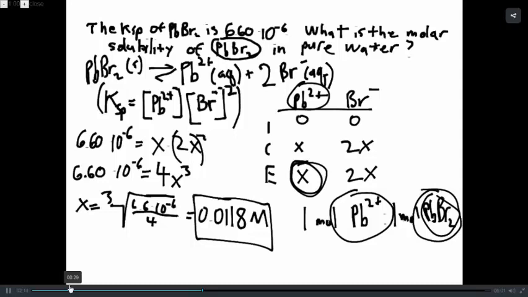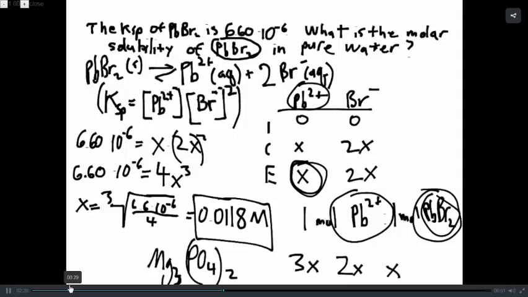the molar solubility, like this. For Mg3(PO4)2, if you do an ice table, you'll get 3x for magnesium and 2x for phosphate, but the molar solubility would be x.